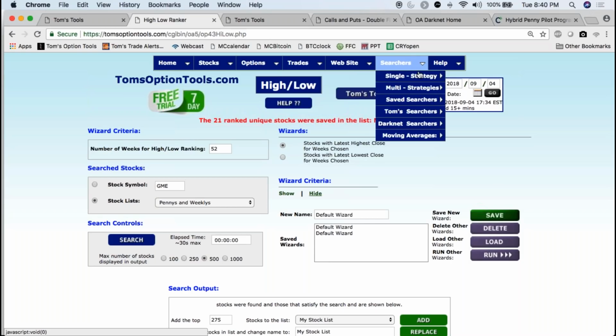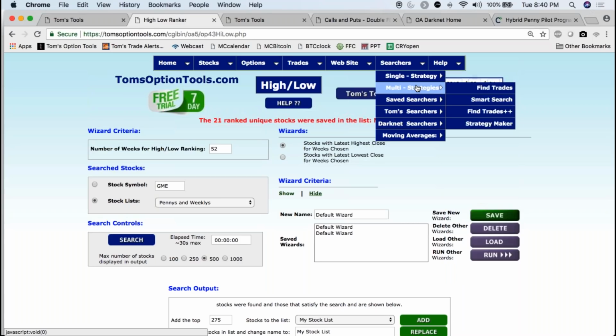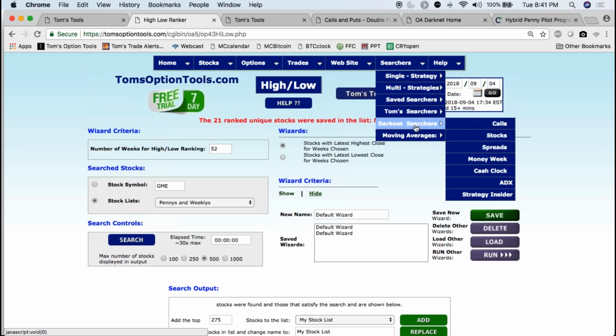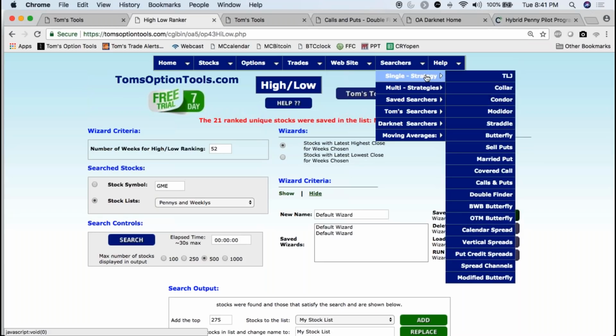What this does is I go into single search. We have all kinds of searches. We have singles, we have multis, we have any saved searches. I've got my searches, and I've got darknet searches, which we have as well. We have a moving average searcher, and I'm going to get into the moving average one next week with you. But take a look at this. I'm going to come down here to find Double Finder.